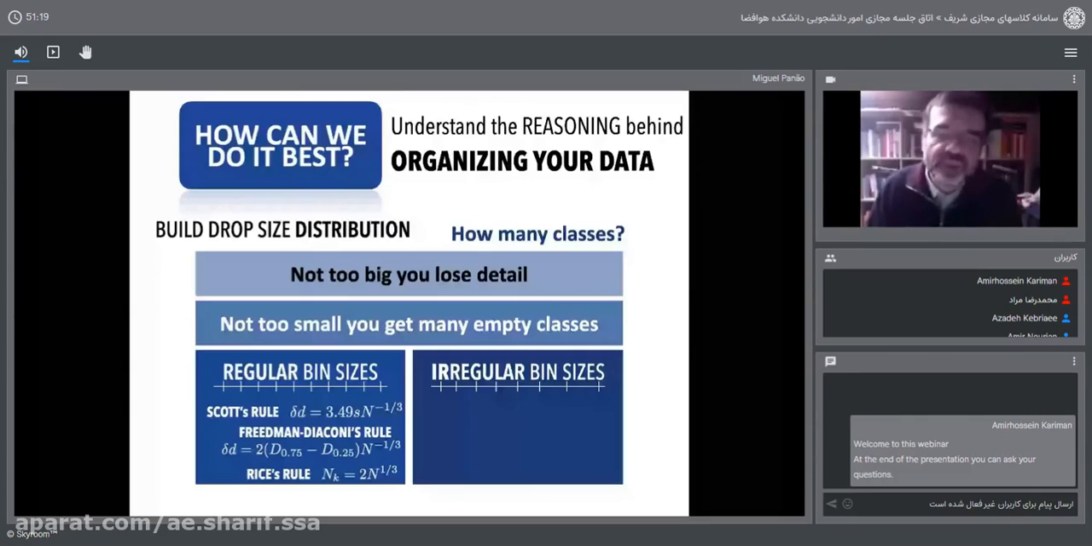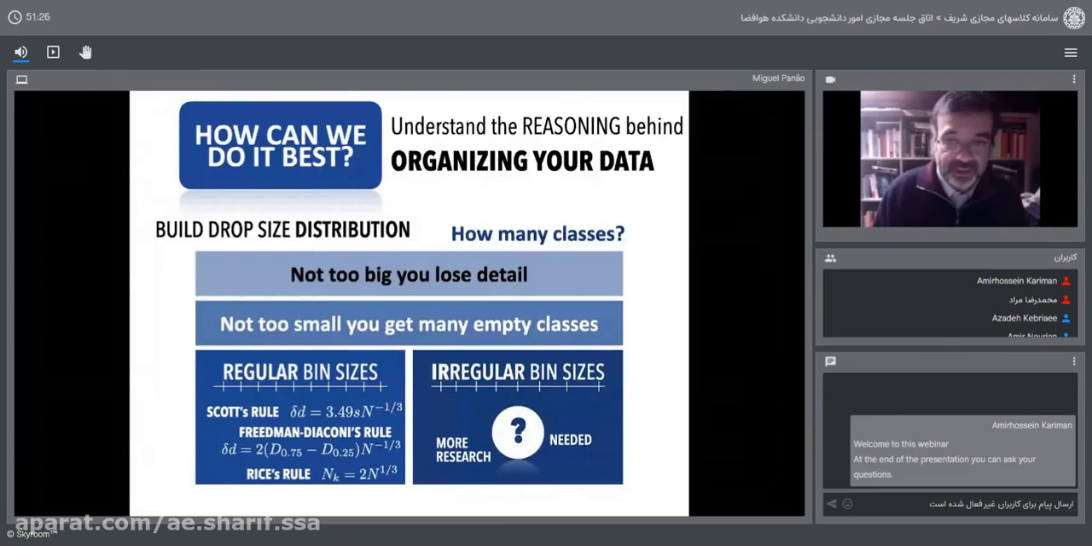But how do you decide this irregularity in the sizes? Honestly, for me, we need more research. There is no criterion up to now which is easy to apply to our data. So I think this is a field open for further research.